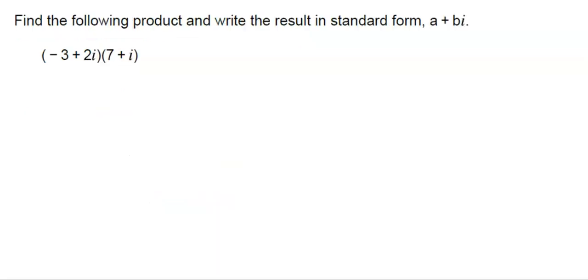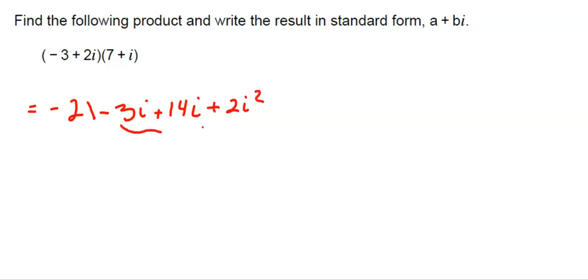For our next problem, we're multiplying two imaginary numbers. So we'll do that by what you probably think of as FOIL. We'll multiply the first terms together. Negative 3 times 7 is negative 21. The outers, negative 3 times i is negative 3i. The inners, 2i times 7 is 14i. And the last times the last is 2i times i, which is 2i squared.